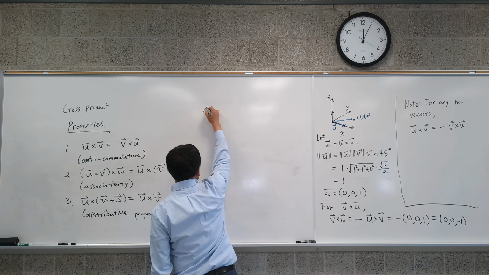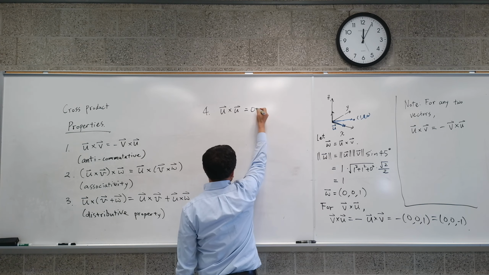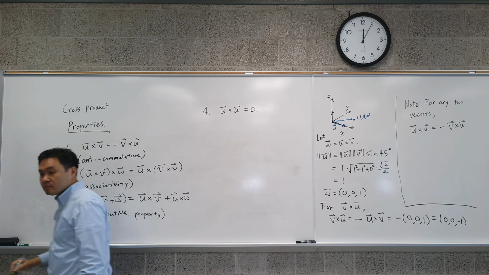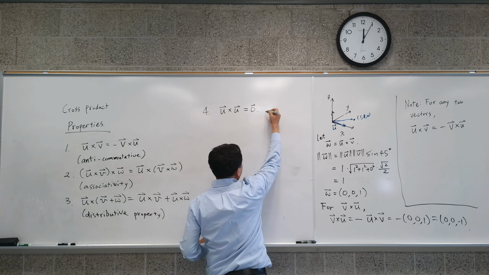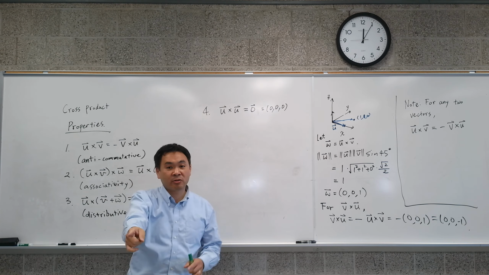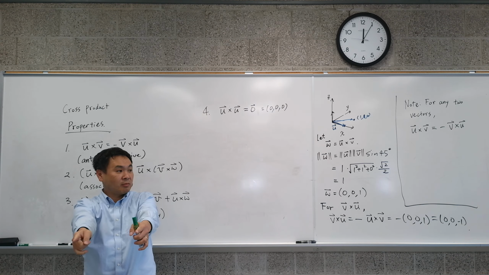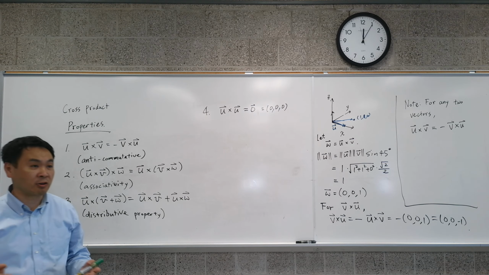And then there are a few others. For example, if you have u cross u, that's going to give you 0. And by the way, this is a 0 as a vector, meaning that it's really 0, 0, 0, okay? And the reason is, if you have one vector and another vector, what's the angle between them? 0. And what's sine of 0? Sine of 0 is 0. Cosine of 0 is 1.